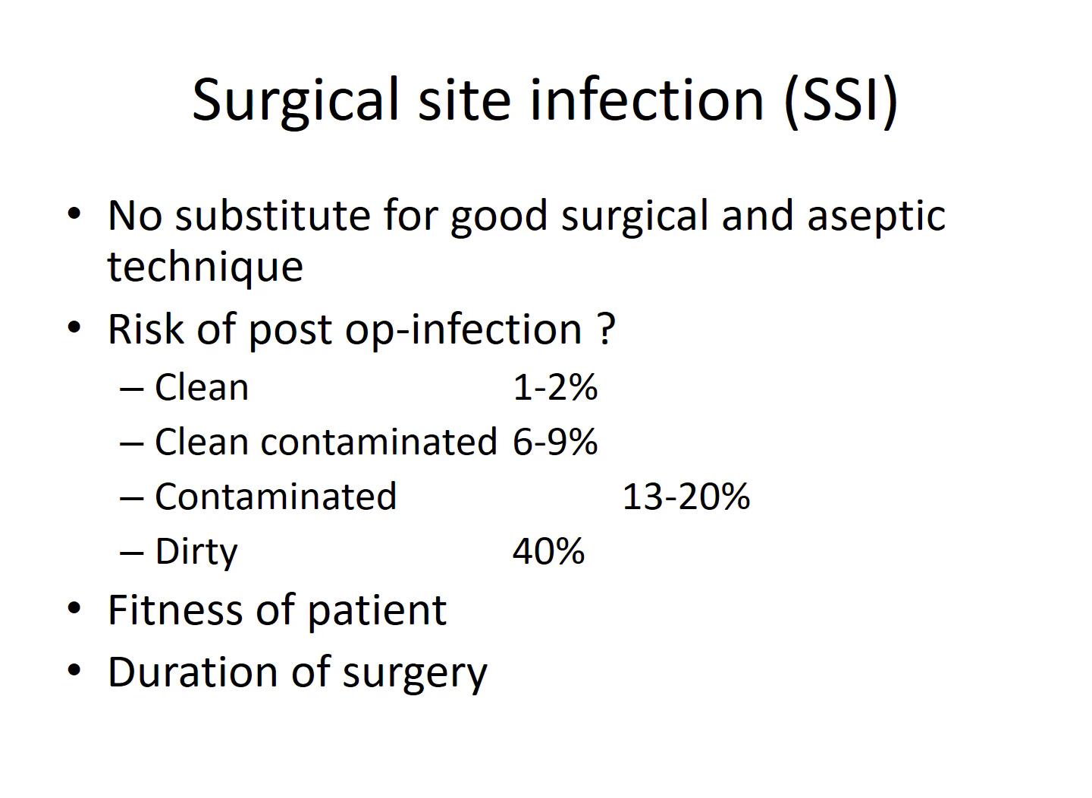When we look at surgical site infection, the risk of post-op infection for clean surgery is only about 1 to 2%. For clean contaminated surgery, about 6 to 9%. The risk of post-op infection for contaminated surgery is about 10 to 20%, and for dirty surgery, about 40%. So prophylaxis is indicated in contaminated and dirty surgical procedures, and also depends on the fitness of the patient and duration of the surgery.